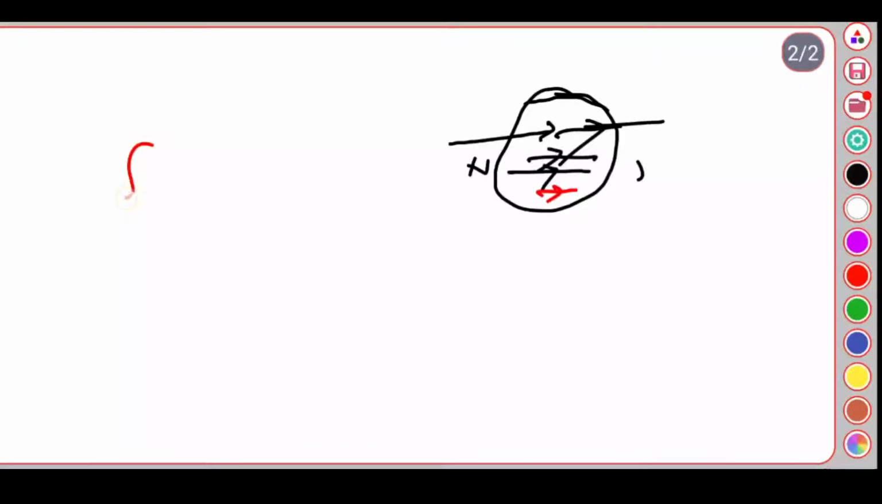Suppose we apply the integral over this whole surface. The surface integral of the flux density vector B dot ds is equal to 0. Flux is not stored, so we can write B dot ds equal to 0. The integral of B dot ds evaluated over the closed surface is always 0.